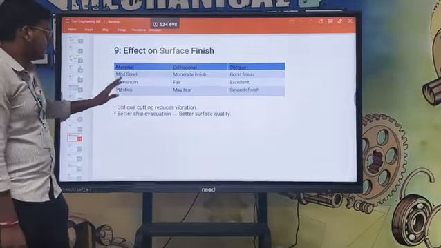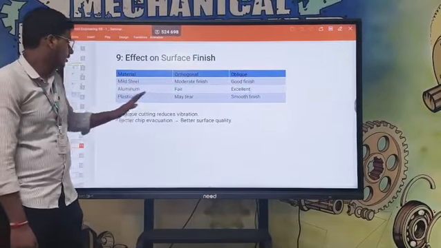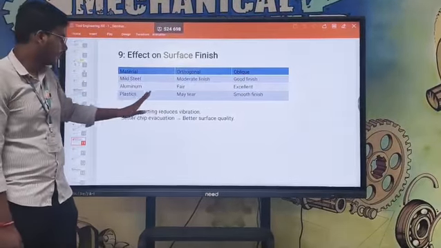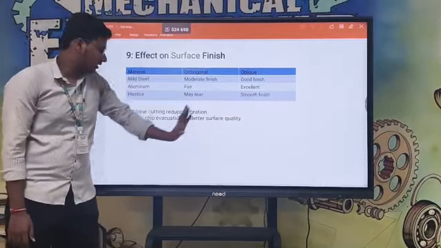Effect on surface finishing: for mild steel, orthogonal cutting gives a moderate finish and oblique cutting gives a good finish. For aluminum, it is fair in orthogonal and excellent in oblique. Plastic may tear in orthogonal cutting, but in oblique cutting it gives a smooth finish.